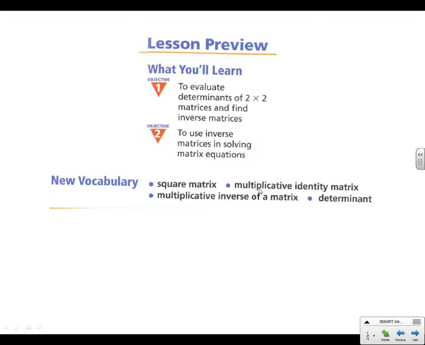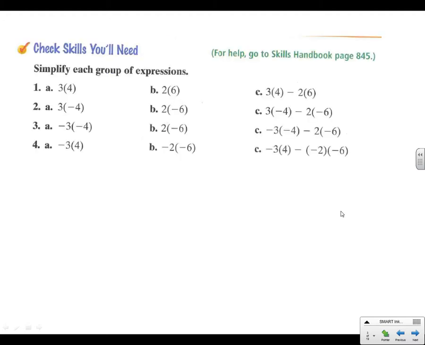Vocab: square matrix, multiplicative identity matrix, multiplicative inverse of a matrix, and determinant. All right, so here's our skills check. We're going to be able to clean a lot of stuff up in this section, so just quickly run through this. Make sure you're keeping track of your negatives. Pause this for a second and answer these. Shouldn't take you too long. When you're ready to go, press play again.